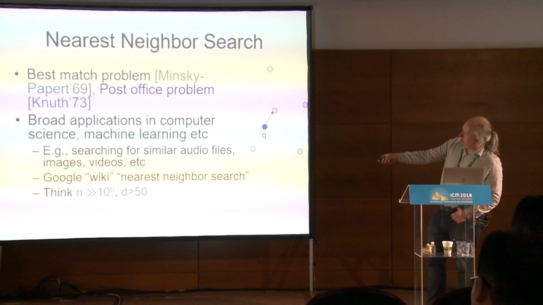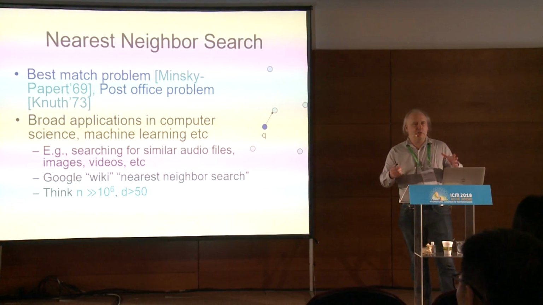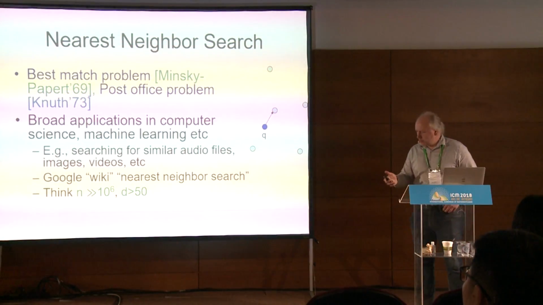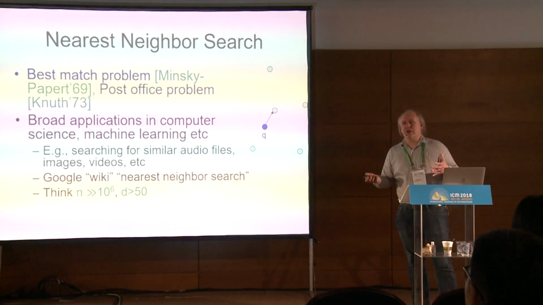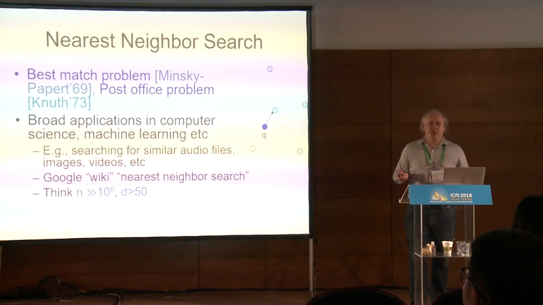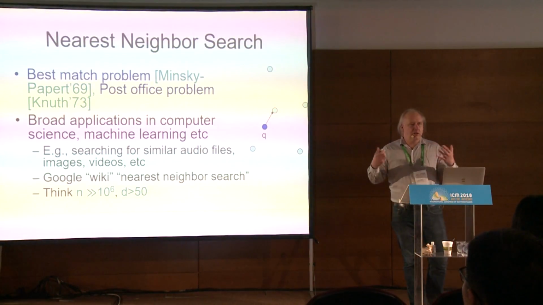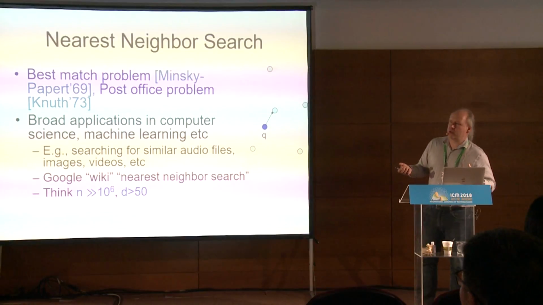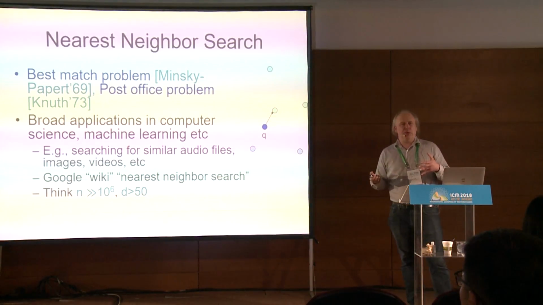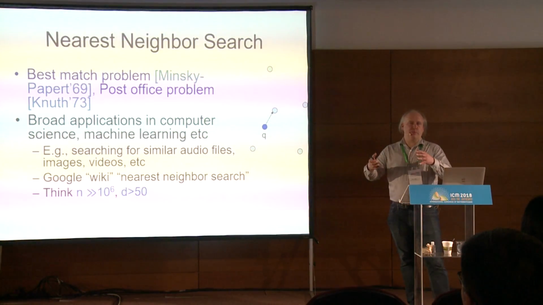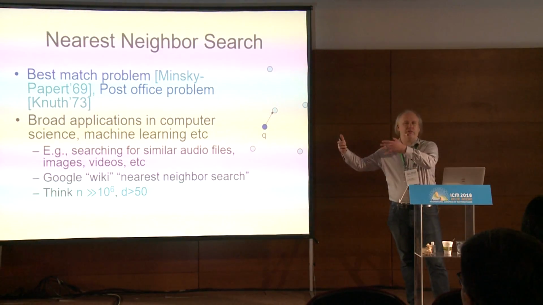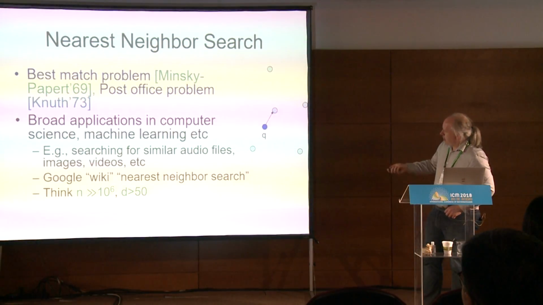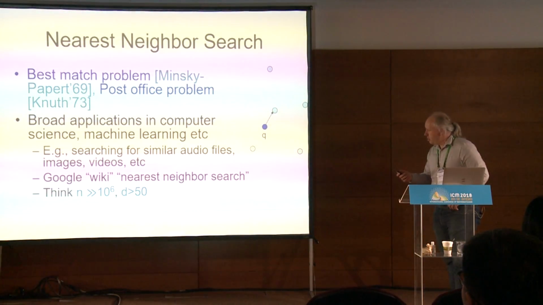If you look at the wiki page on nearest neighbor search, there's actually a very nice summary of applications. But roughly speaking, anytime you are searching for similar objects, like audio files or images or videos, you need to solve a variant of the nearest neighbor search problem. This is because typically people look for similar objects by lifting them to some high-dimensional feature space, and then searching for similar feature vectors. So there are many applications of nearest neighbor.